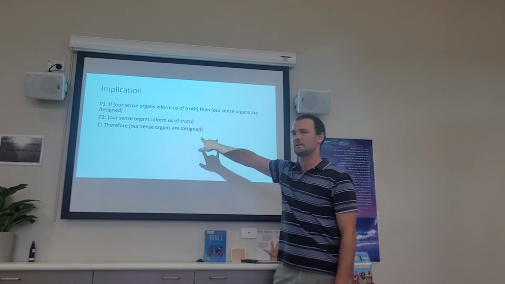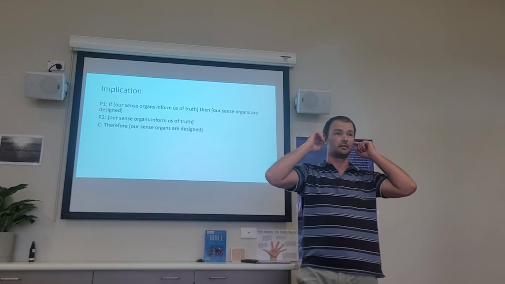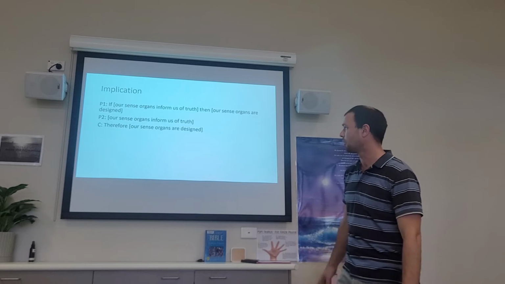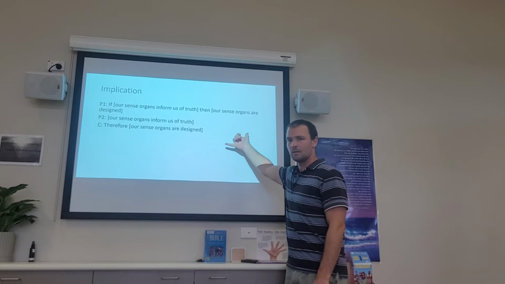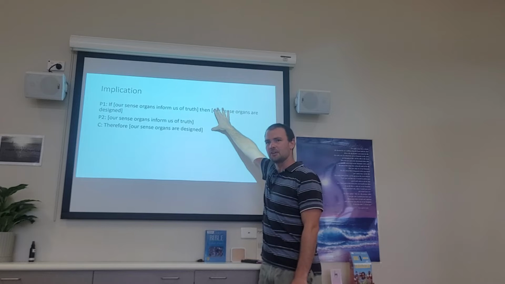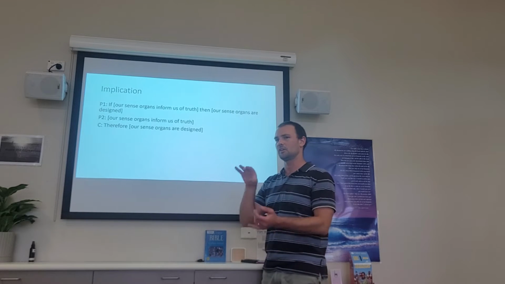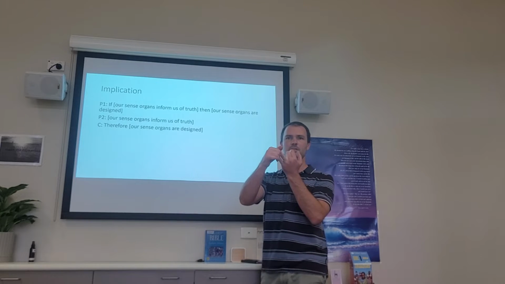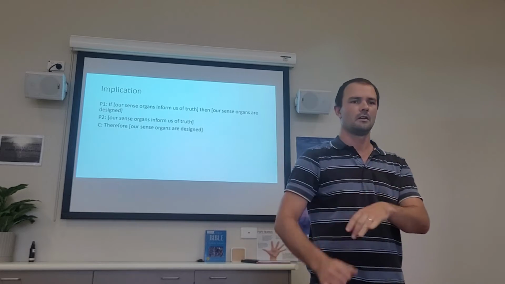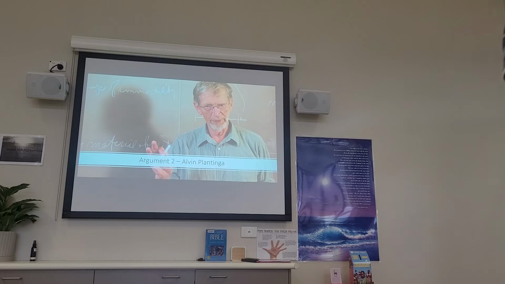Therefore, our sense organs must be designed. When I'm saying sense organs, I'm talking about eyesight, hearing, feeling, smelling, all the things that we can sense with. So this is the implication. He makes what we call an implicit argument for God's existence. He's saying you can't believe in a natural process and that it has a purpose, that they contradict one another.